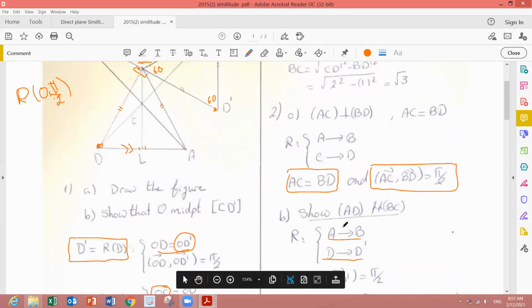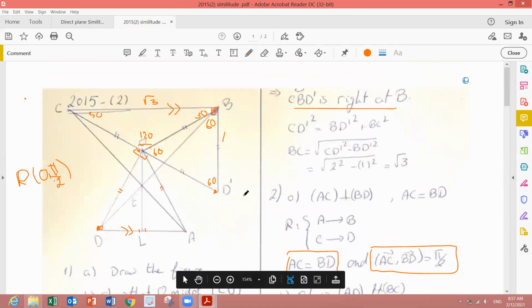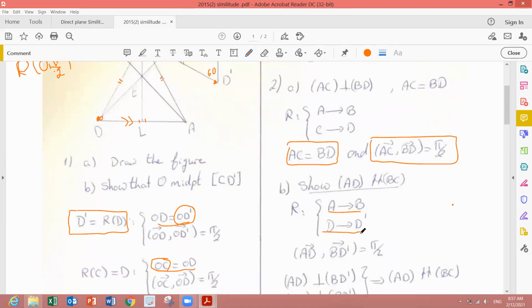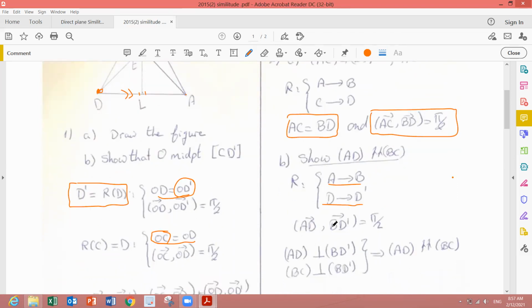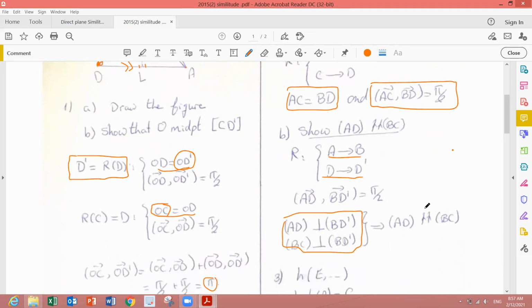Here, by definition of the rotation, rotation of A is B, and rotation of D is D prime, which means since the angle of rotation is 90, then angle ADBD prime is 90. That means AD is perpendicular to BD prime, and BC is perpendicular to BD prime since it is a right triangle. Two lines perpendicular to the same line are parallel. Any questions, Haikaz? No stress. You wrote? Okay.